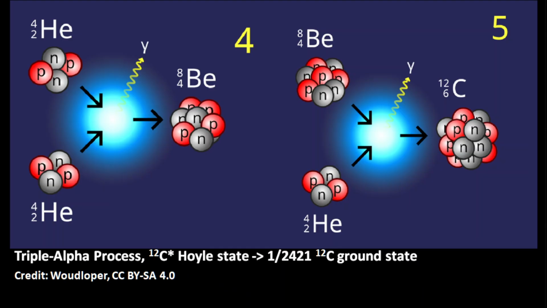The triple alpha process is the nucleosynthesis of carbon-12 through the fusion of 3 helium-4 nuclei. The product is carbon-12 in the Hoyle state, a nucleus in a high-energy state. Only one in 2421 nuclei goes through an internal conversion to carbon-12 in ground state. All other nuclei decay back to helium-4. The Hoyle state is fine-tuned. That makes carbon the fourth most abundant chemical element in the universe.